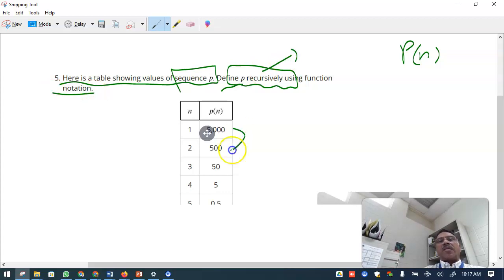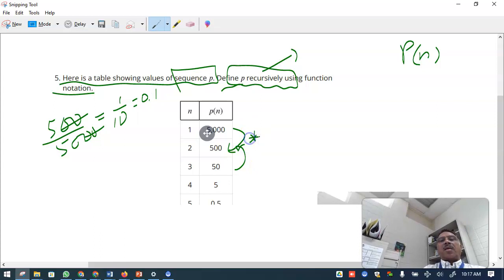Now what's going on here: if you see this 500 divided by 5,000, this goes away and you get 1 by 10, and that is 0.1. It's the same thing if I divide 50. So what it means is that every time there's a growth factor of 0.1. So each time you multiply by 0.1 or 1/10. That means the growth rate here is R.